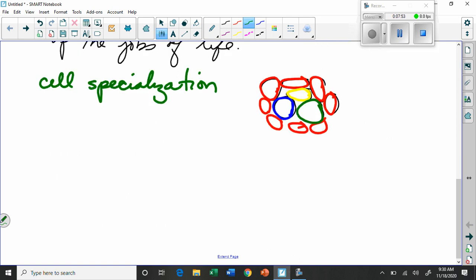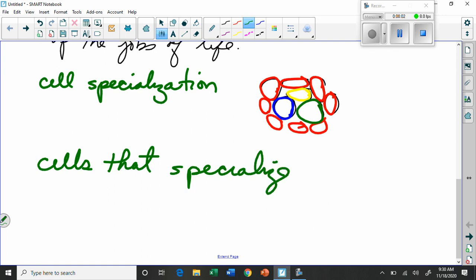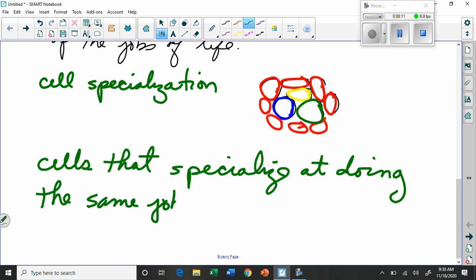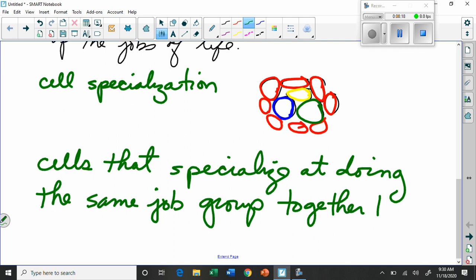All right? Cells that specialize at doing the same job group together to form what's called a tissue. So that's what tissues are. They're groups of cells that have all decided to do the same job.